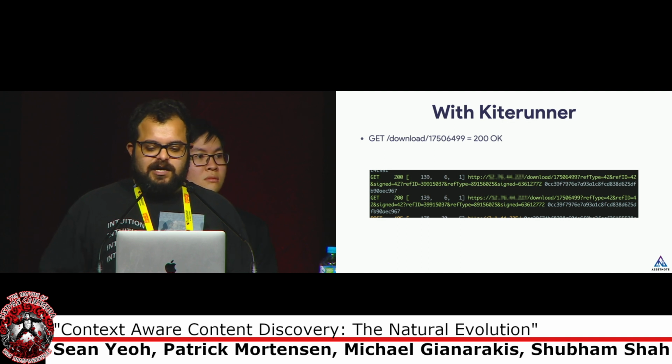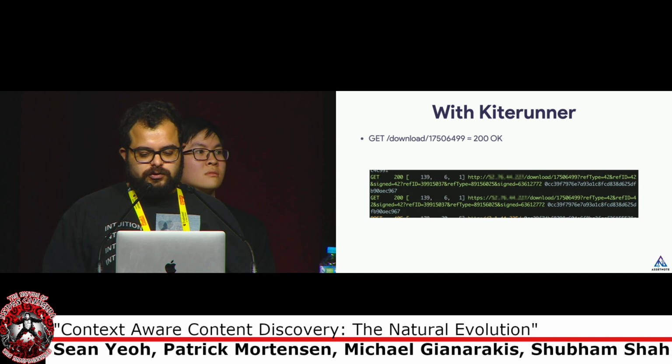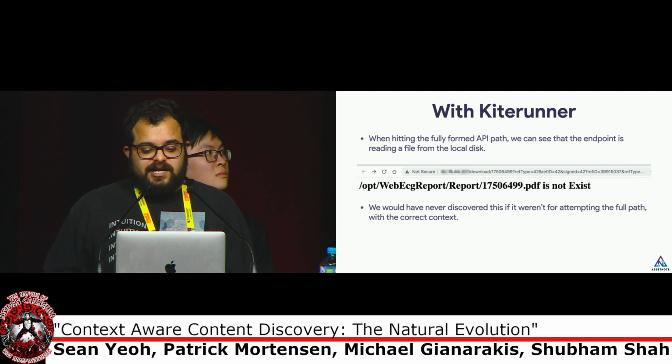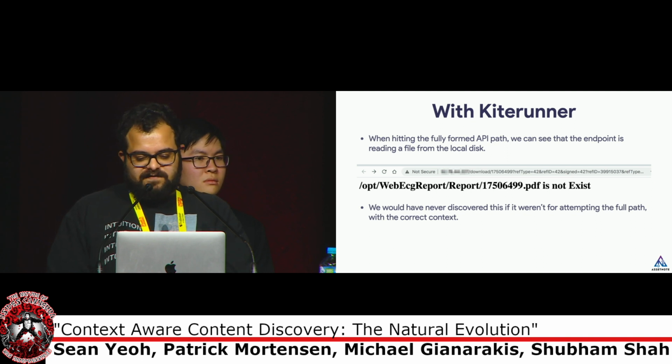Now, the great thing about Kiterunner is that it pre-fills all of the placeholders. So if the Swagger specification had a placeholder for an integer or a string or a UUID, we automatically fill that out and request that in the requests. So we can see it's a 200 here. What happens when we visit the 200? We see that it's actually reading a local file. So it's trying to read 175.064.999.pdf from one of these directories locally.